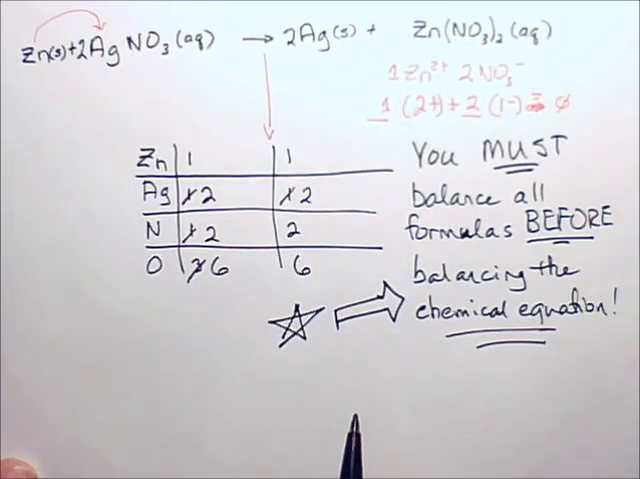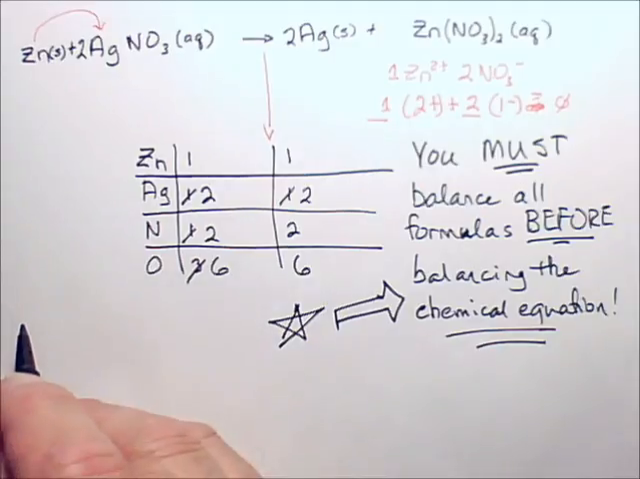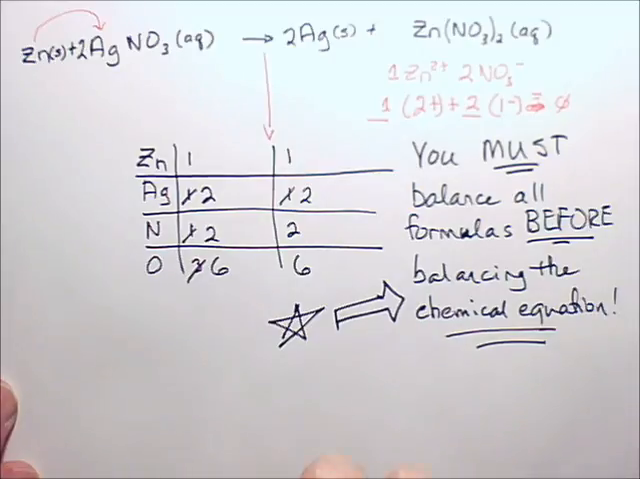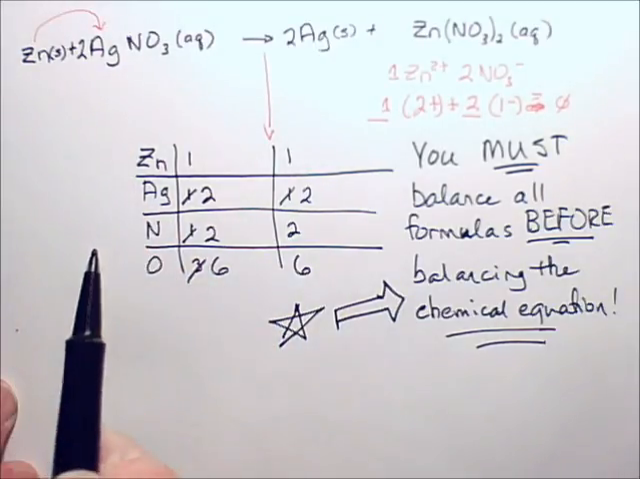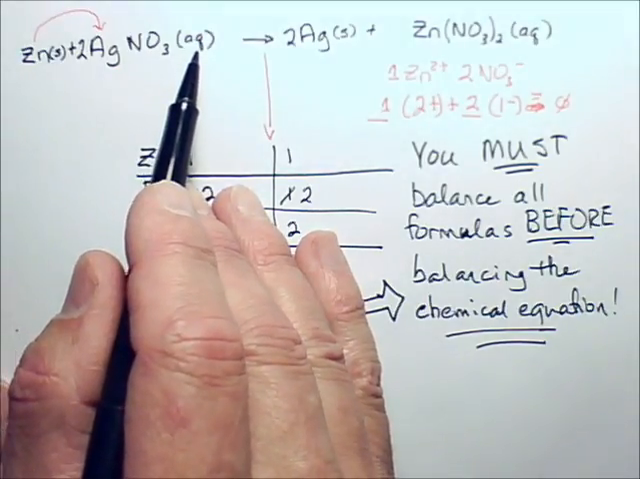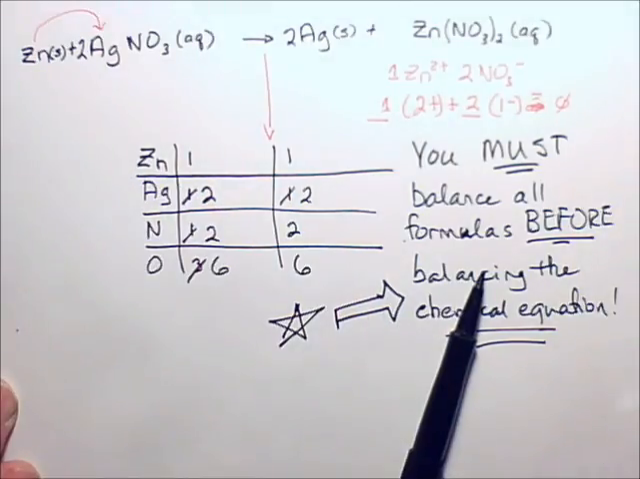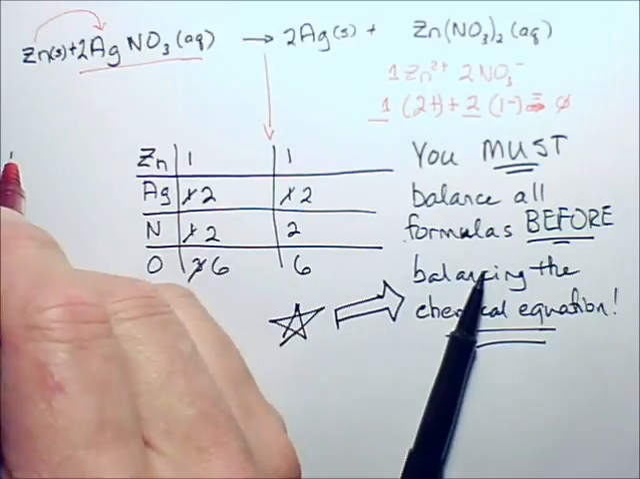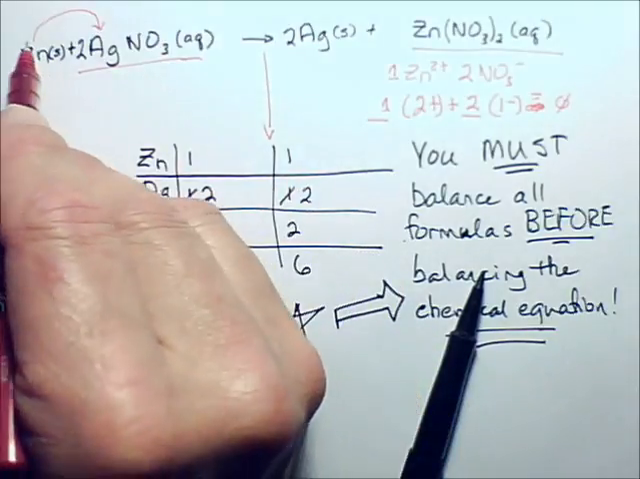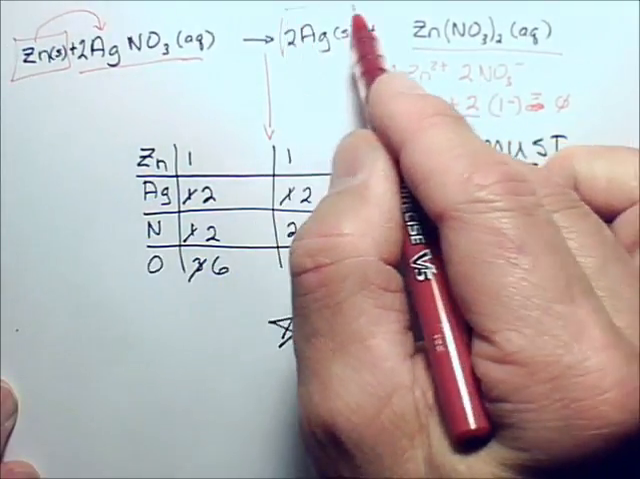Does anybody remember what you break up in an ionic equation? You don't break up the polyatomic ions, you break the ionic compounds up. So when you write an ionic equation, you break up anything that is both ionic or acidic, it can be either one, and it's aqueous. So this one right here is both ionic and aqueous, and this one is both ionic and aqueous. So those get broken up, but the zinc does not, and the silver does not.